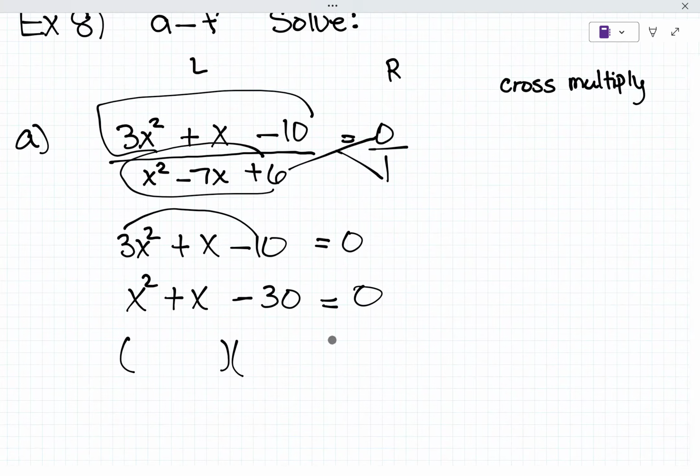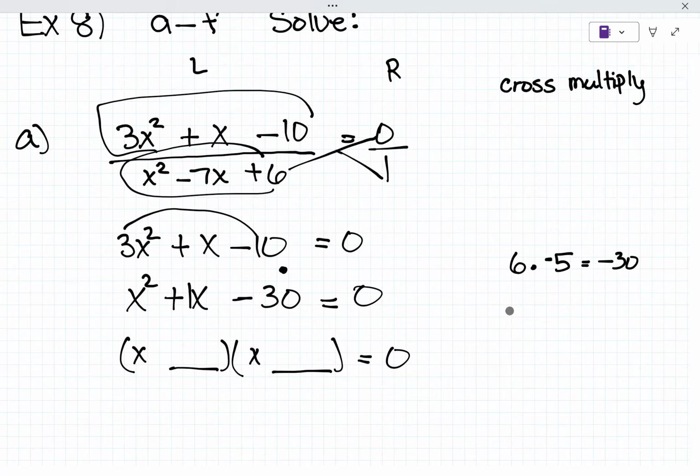So put an x here, x there, blank space, blank space. What two numbers multiply to negative 30 and add to give you a visible 1? Definitely 6 and 5. And I'll use negative 5, right? Because 6 times negative 5 is negative 30, and 6 plus negative 5 is positive 1. So positive 6, negative 5.